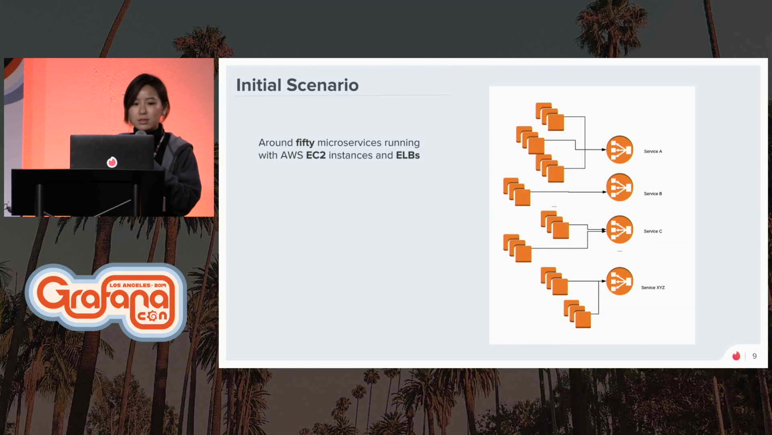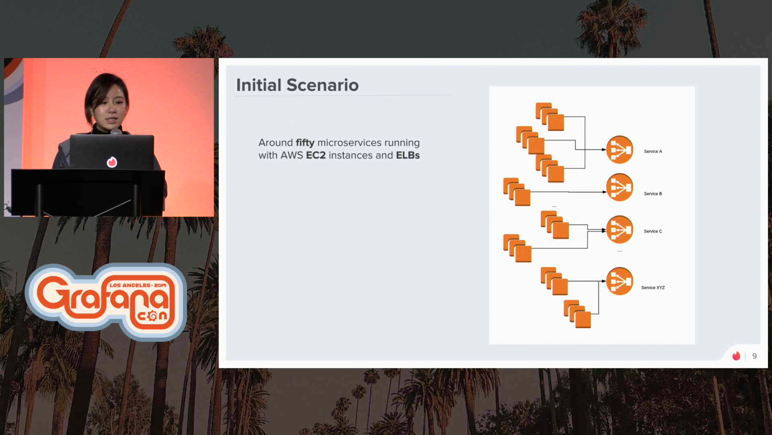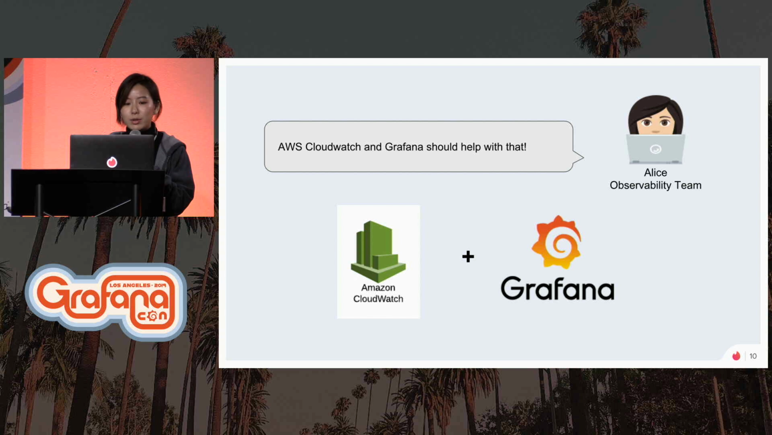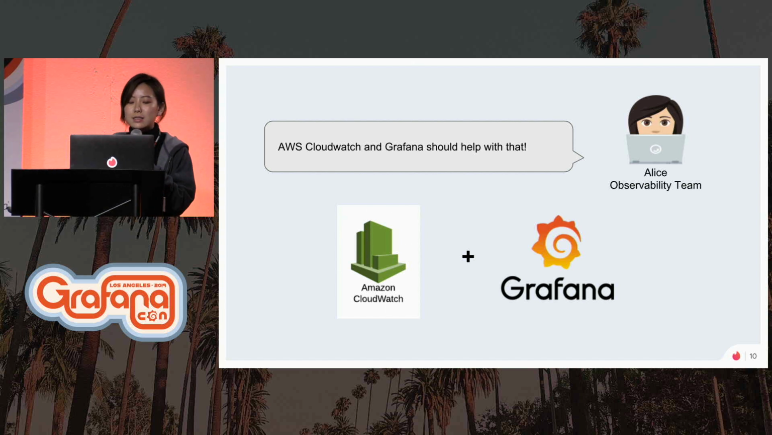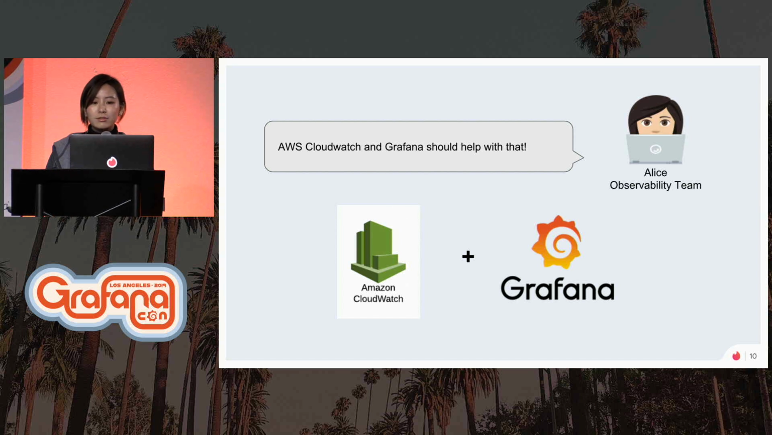So let's first review our scenario at the time. We had about 50 microservices running on AWS EC2 instances behind ELBs. Because everything was running on AWS, AWS CloudWatch could provide those helpful metrics. And Grafana is a very popular open source tool for data analytics and visualization for applications and infrastructure.